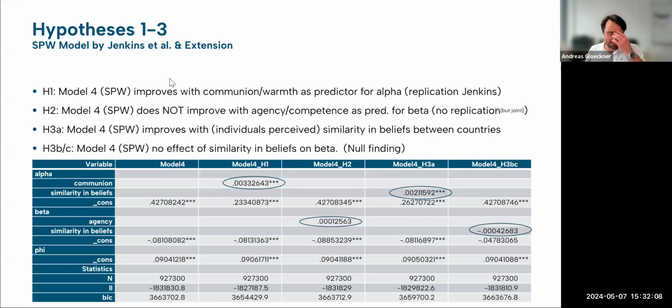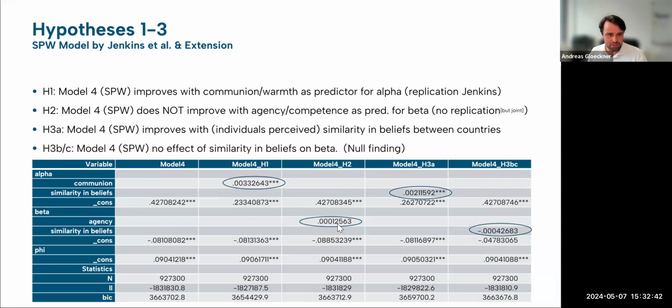Then we looked at different hypotheses, which were, of course, all pre-registered, and I don't want to go too much into detail here. Model 4 is, again, a comparative model without any predictors, but each of these columns tests one of the hypotheses. For instance, hypothesis 1 is just replicating the Jenkins findings. They predicted that if you perceive the other nation to be particularly communal or warm, then alpha should be higher. So basically, we should be more pro-social to other nations which we think are communal or warm. And this is the case, so we replicate Jenkins here.